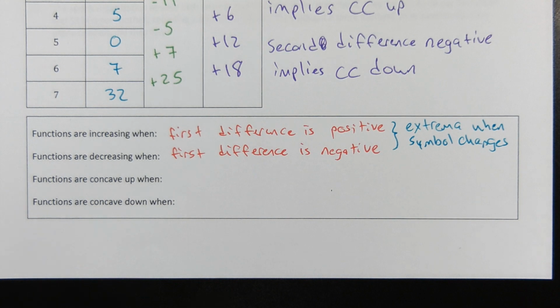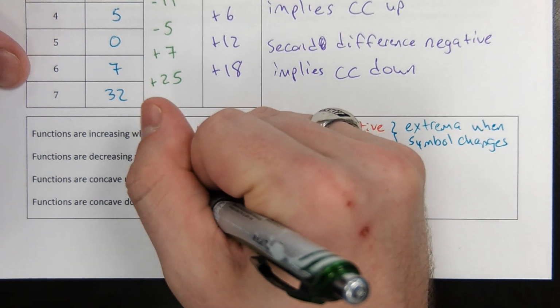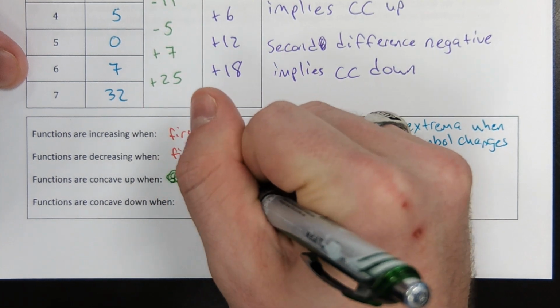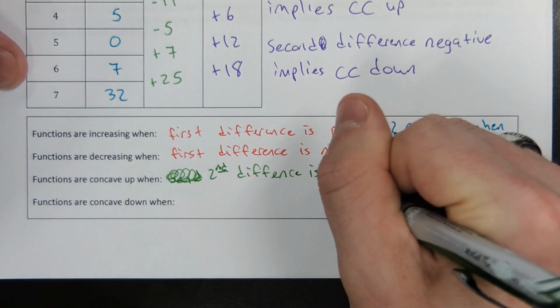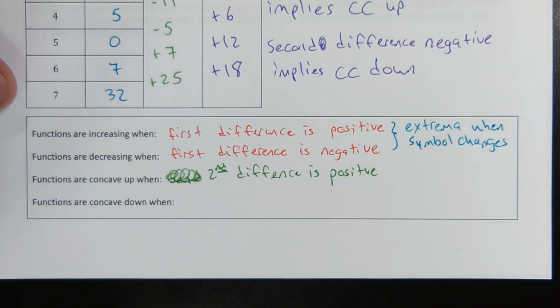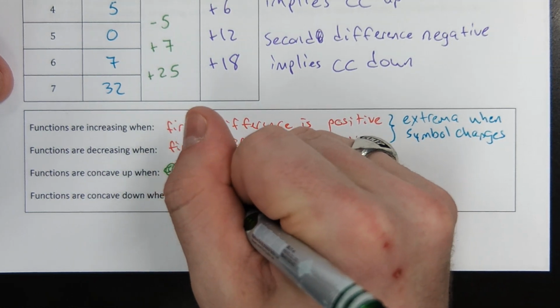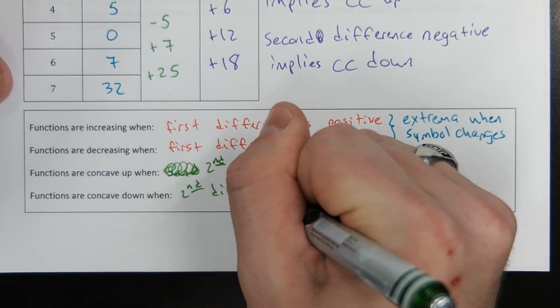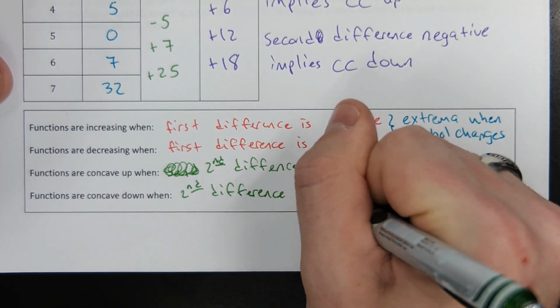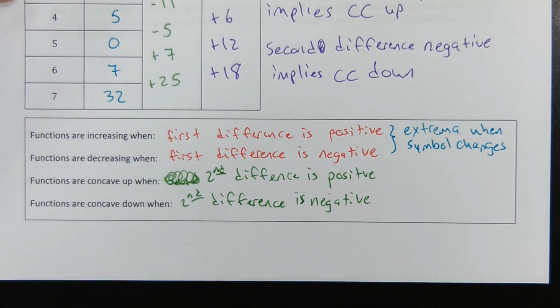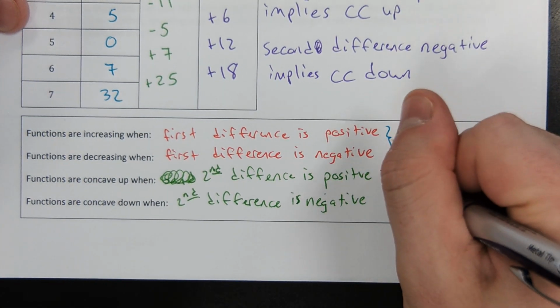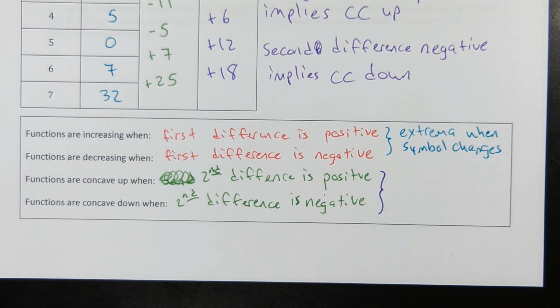Concavity. Function concave up when the second difference, that's second difference, positive. And they're concave down when the second difference is negative. So guess what I'm about to write next to that? Inflection points when symbol changes.